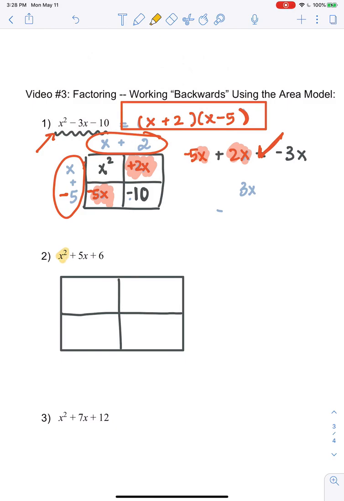So we have x squared. We're going to put that here, plus 5x. We know the 2 green boxes, here and here, added together have to equal 5x. And then the last box, let's go blue, is going to equal 6.